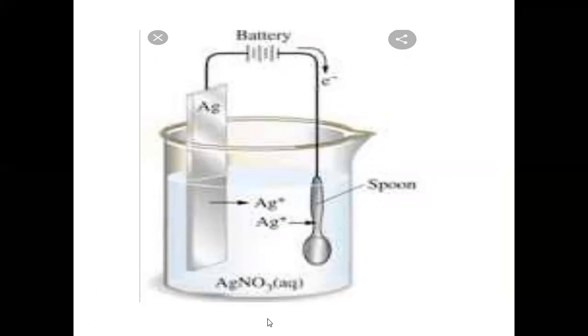metal, silver nitrate, and the silver will lose electrons at the anode and come into the solution in the form of silver ions. Silver ions will move towards the cathode. Over there, the silver ions will get reduced by gaining electrons, and then convert into the solid silver form or metal form. That metal will electroplate this spoon.